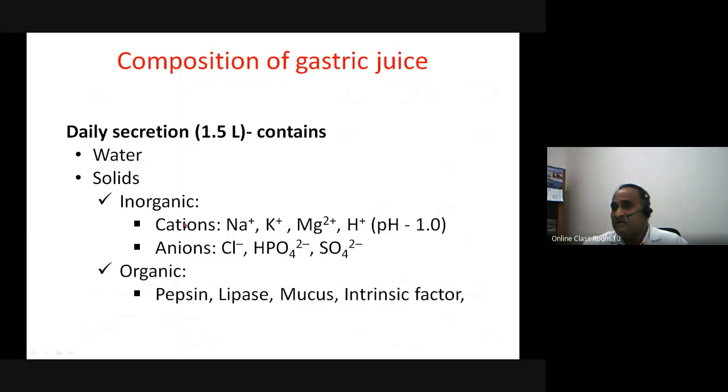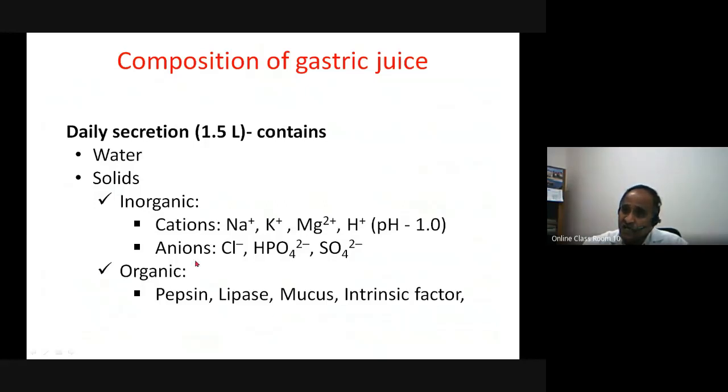The inorganic ions include cations: sodium, potassium, magnesium, and hydrogen ions. Hydrogen ions are the major one, and because of the hydrogen ions, we have a pH of 1.0. The anions include chloride, which accompanies the hydrogen ion, and then phosphate and sulfate. So these are the inorganic contents of the gastric juice.